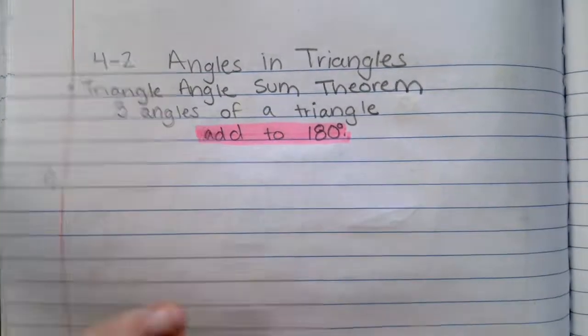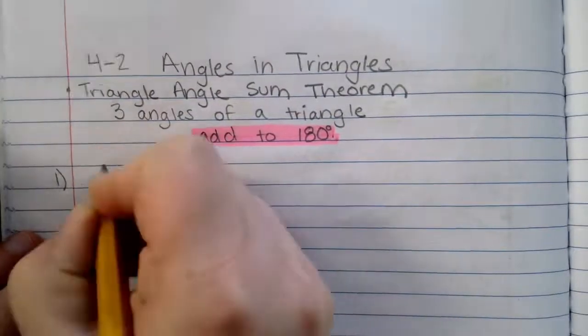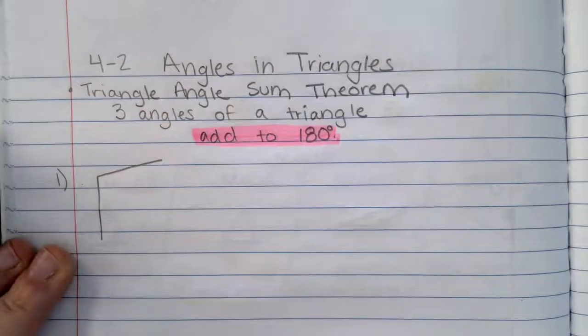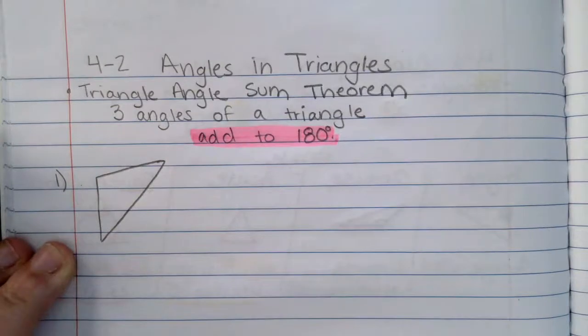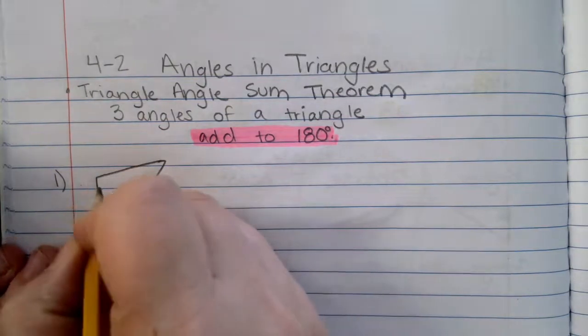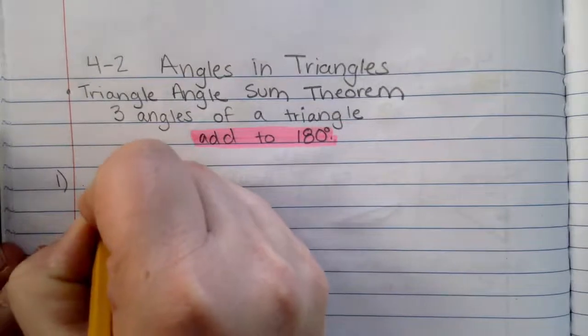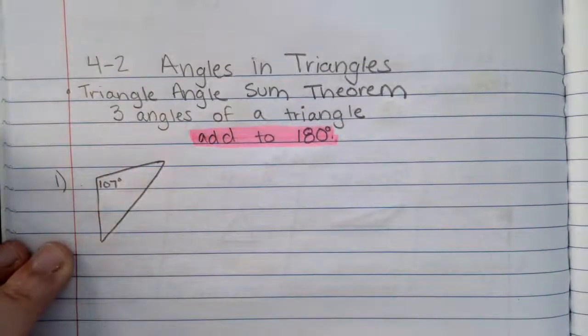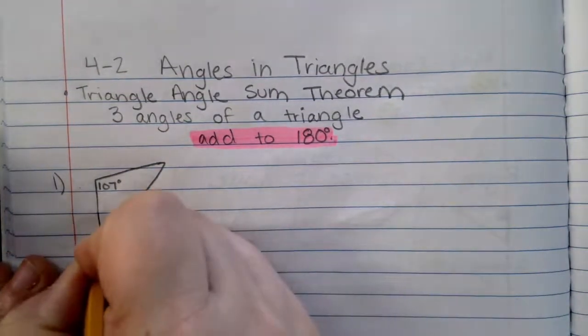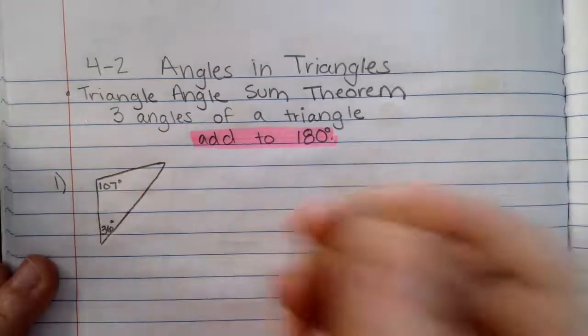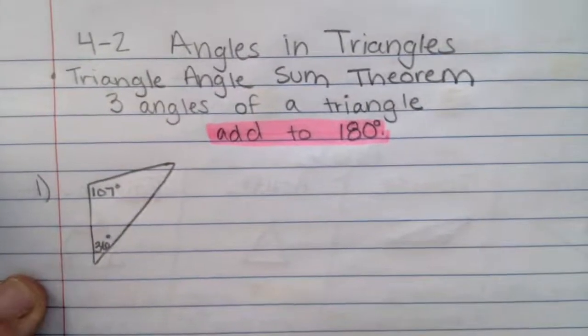So that's bigger than 90. Alright, this angle on the inside, my obtuse angle, is going to be 107 degrees. And this angle down here, I'm going to say is 36 degrees. Trouble focusing today, sorry.